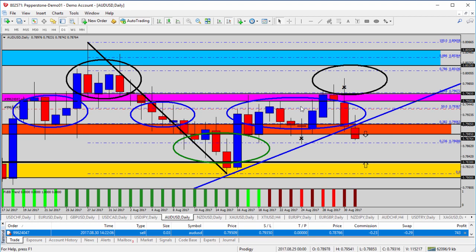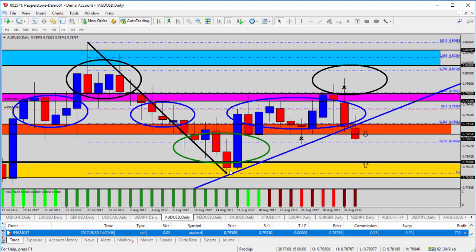Before, inside the blue circles, we could see they were bouncing around, buying the orange zone, selling the pink zone, selling the blue zone, buying the pink zone, selling the orange zone, buying the yellow zone. So again, we can see what they're doing just by looking at all these daily candles. All we're doing is looking to take advantage of what they're doing and jump on board the bandwagon.